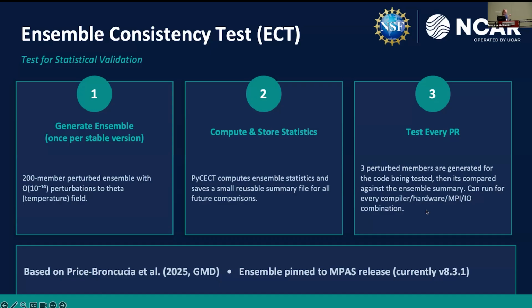And this is so useful for testing across different compilers, different hardware, especially CPU to GPU, where we don't expect bit for bit reproducibility. So that's their paper. And the other cool thing to be aware of is that you need to rerun the ensemble consistency test when the science changes.